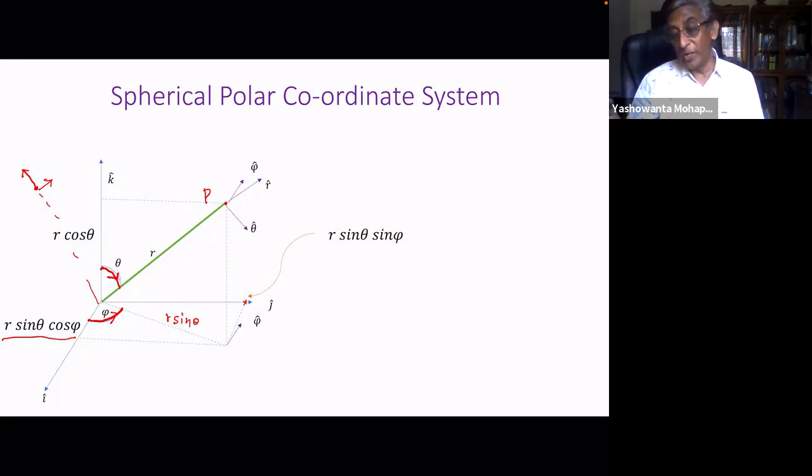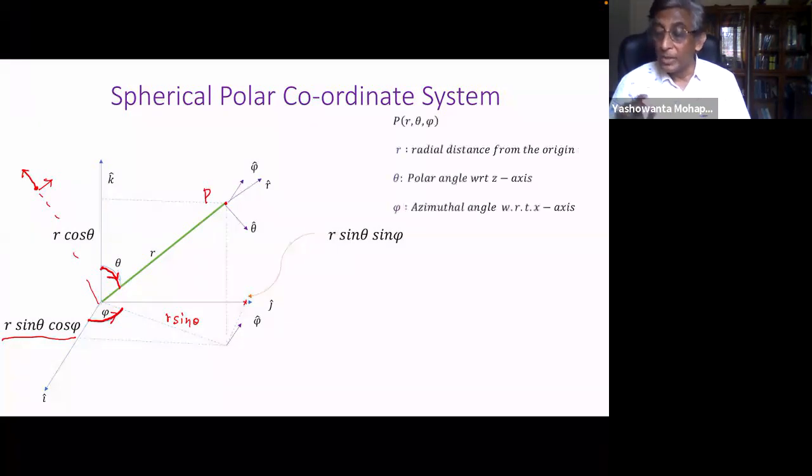So at each point, the r hat, theta hat, and phi hat unit vectors change their direction, and hence while differentiating, we'll have to be careful, which you must have learned in Mechanics 01, because there also the unit vectors could be changing with time. The direction. So the terminology is, of course, r is the radial distance from the origin. Theta is the polar angle with respect to the z-axis.